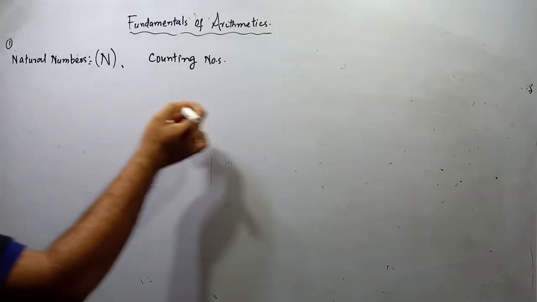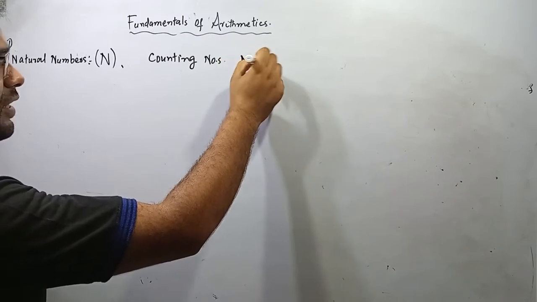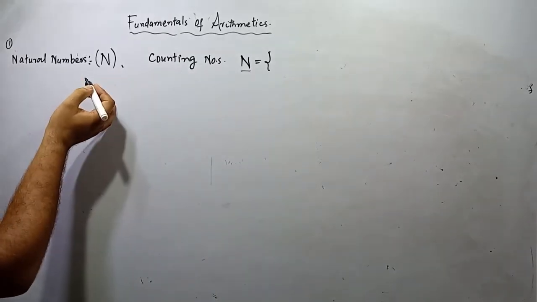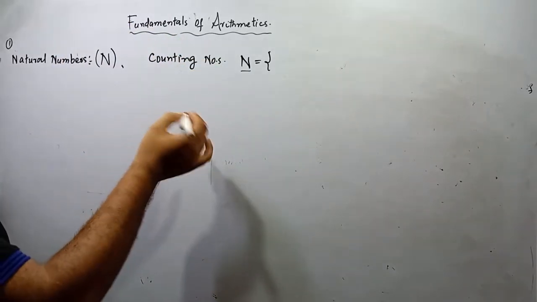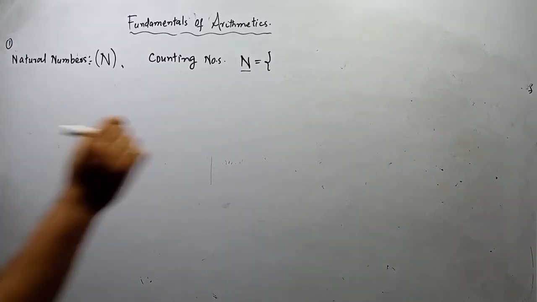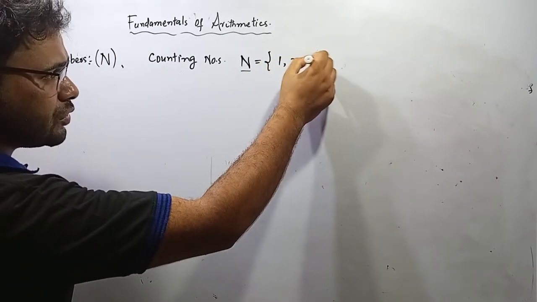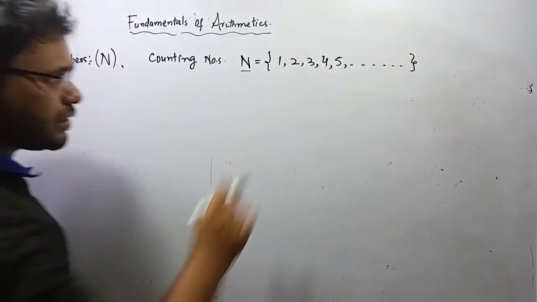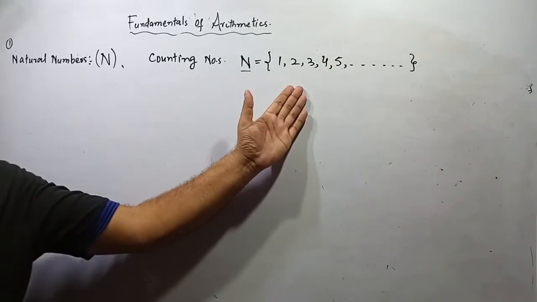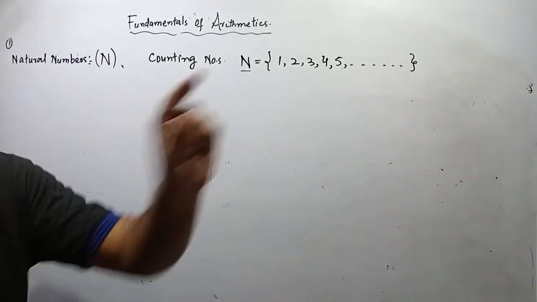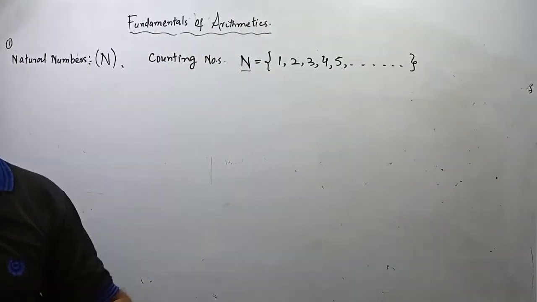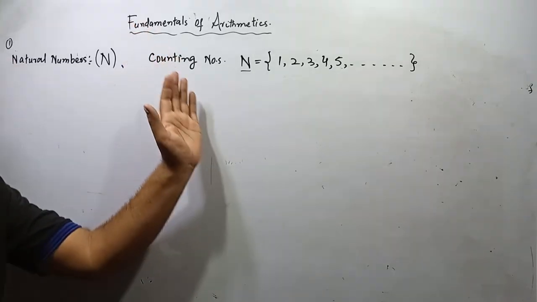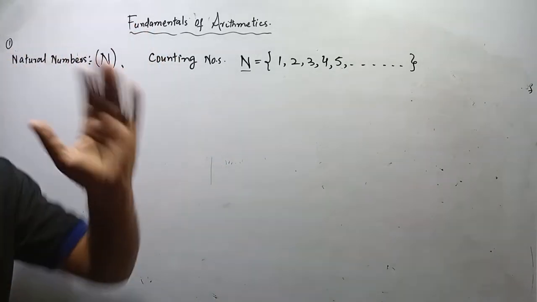So I can say all counting numbers are called natural numbers. N is the set of natural numbers. Wherever you see this capital N in maths, you should understand this is the set of natural numbers: 1, 2, 3, 4, 5 and so on. The first natural number is 1, the second natural number is 2, the third natural number is 3. Why are they called natural numbers? They possess a property, and that property is counting. They are used in counting.